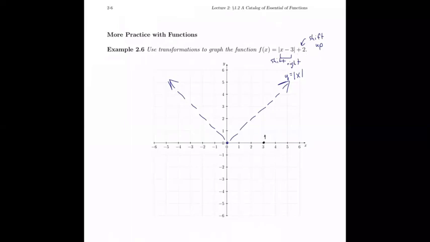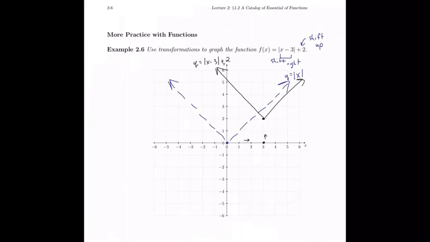So this point's going to move up by 2. It moved over by 3, and then the vertex shifts up by 2. And the vertex will be right here at 3, 2. And if we think about it, if we put in 3 for x, we're going to get 0 plus 2, and we're going to have a point 2 here. So that more or less decides the graph of our shifted function, right? This is y equals absolute value of x minus 3 plus 2.